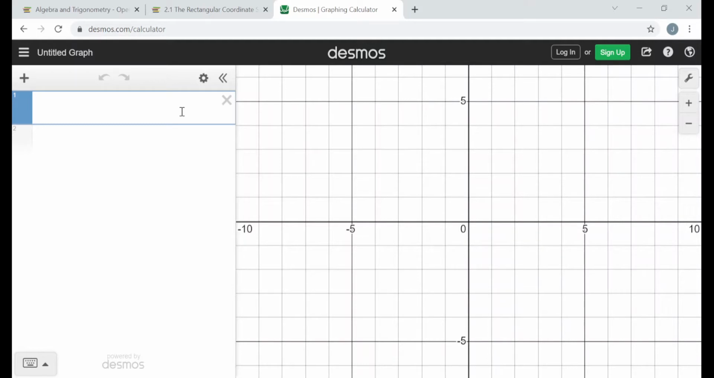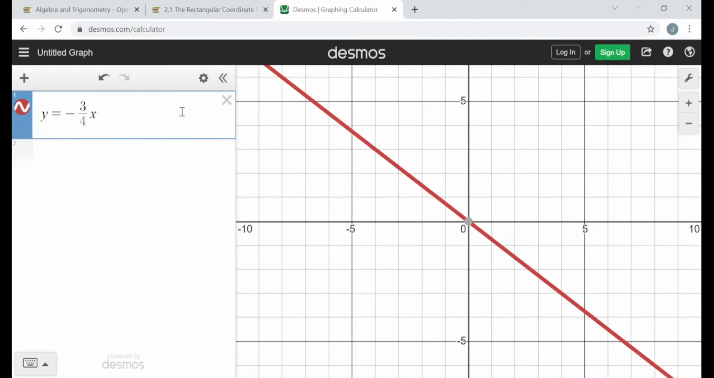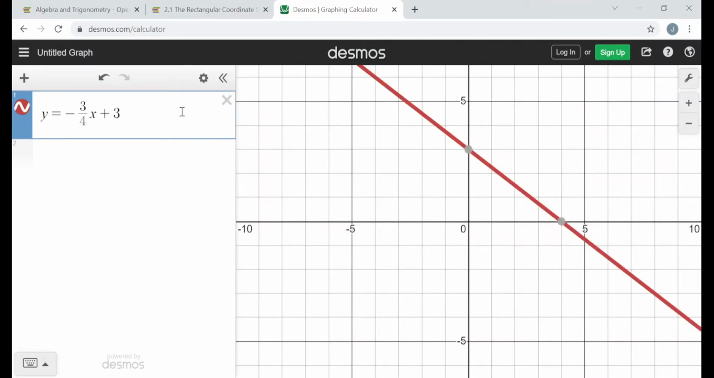All right, and I'll just off to the side here enter the equation we were given. All right, y equals negative 3/4 times x plus 3. And look, you see those gray points that are already highlighted? They highlight the intercepts right away. See 0, 3 on the vertical axis, the thick y-axis, right? That's the y-intercept. That's one point we found. And then the other one that's on the x-axis, see, is 4, 0. And that's the x-intercept that we found as well.